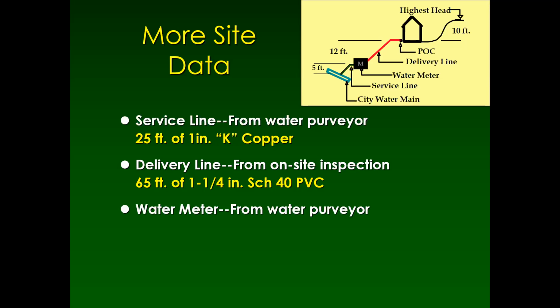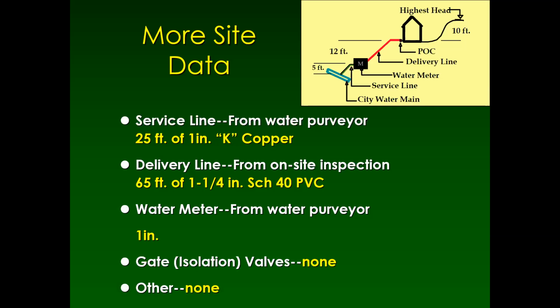Our water meter, which we're also going to obtain from the water purveyor who installed that, is going to be 1 inch. So there's no length and there's no type. We know it's a water meter, so all we have to do is record the size, which would be 1 inch. Now, if we had any gate valves or other, we would put those recordings in as well. But since we do not, it makes it a little easier. We don't have any isolation valves and we don't have any other, so just write none or 0 in those lines. That way it references to you guys that there's nothing there.